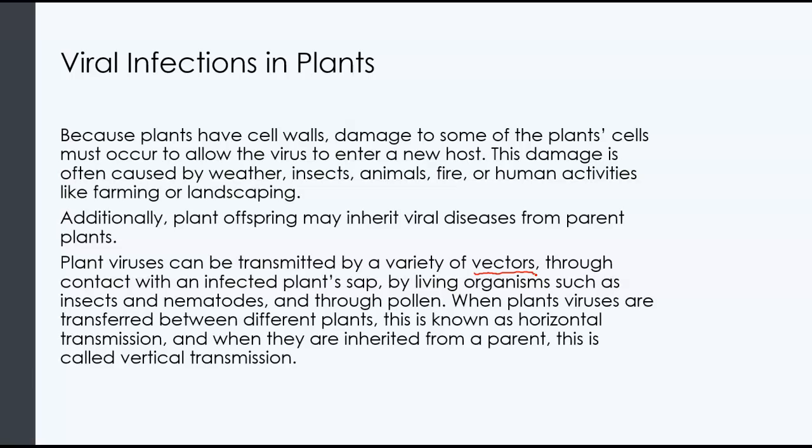And so a vector can also be an insect, a nematode or a roundworm, and pollen, because these are all living things that can come. Well, pollen's not really a living thing, but it contains a sperm of a living thing. But anyway, all of these can act as vectors because they can come in contact with the plant sap and then they can transmit the virus that way to another plant. So when plant viruses are transferred from plant to plant, that is horizontal transmission.